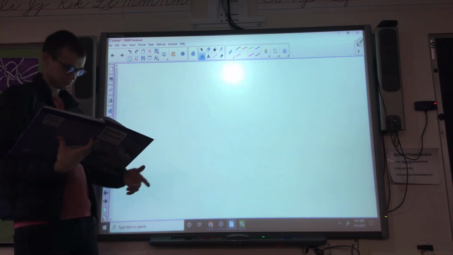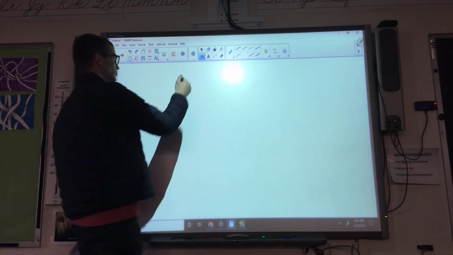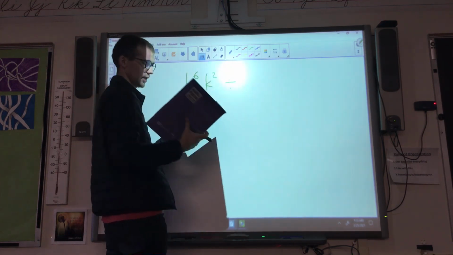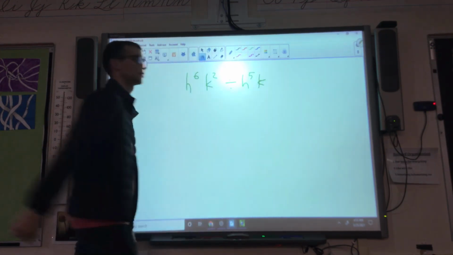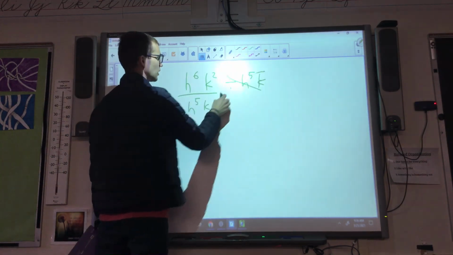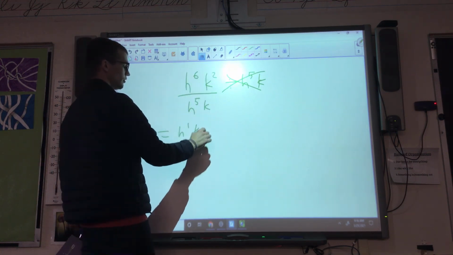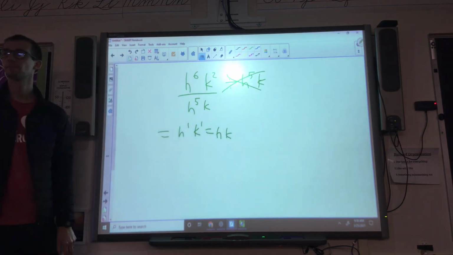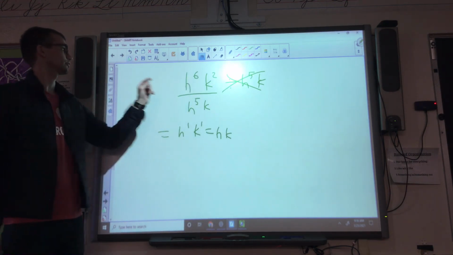Alright, last thing, page 20. Simplify the expressions, write answers in exponential notation. H to the 6th k squared divided by H to the 5th k to the 1st. So you do the same thing, move these underneath here, cancel that out. You're going to get H to the 1st, k to the 1st, or you could just say HK. It's not very much different. The only thing is you gotta remember that you can move stuff around.